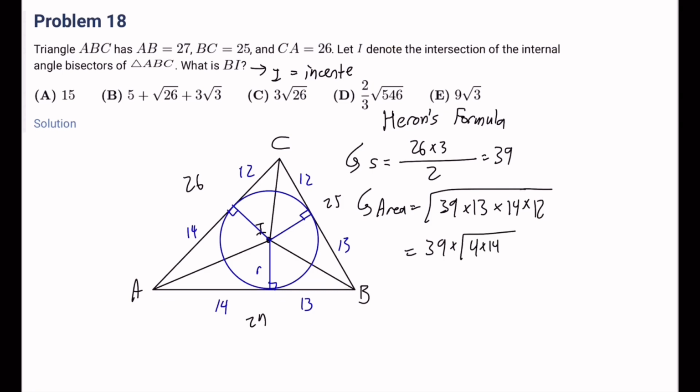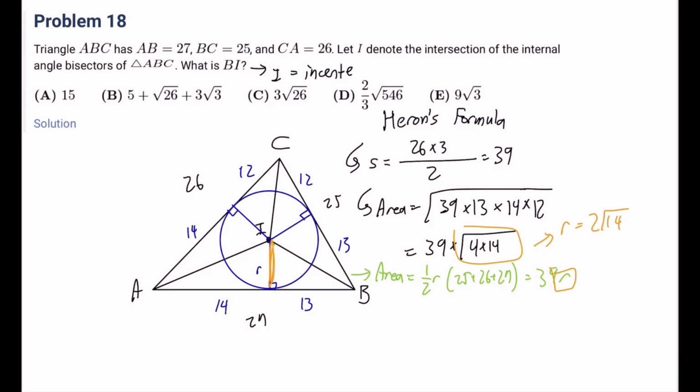But then we can also get the area another way, because we know that those three triangles sum to the whole area. And since this is all perpendicular, this times half, this times half, this times half, that's just all going to be our area. If we do it in that way, our area is going to be equal to 1/2 R times this plus this plus this, which is 25 plus 26 plus 27. This is going to be 39R. And since we know that these two are equal, this gives us that R is equal to 2 root 14.